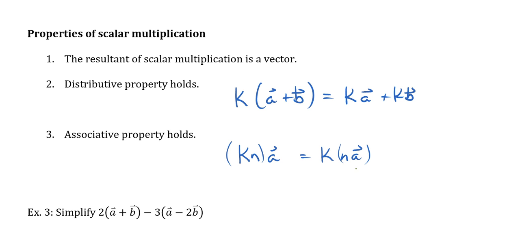Addition is associative. A plus B plus C is the same as A plus C plus B or whatever. Multiplication is associative. So two scalars, k times n, and then multiply by the vector A, is the same as multiplying the vector A by n and then multiplying that by k. That's what we mean by associative.